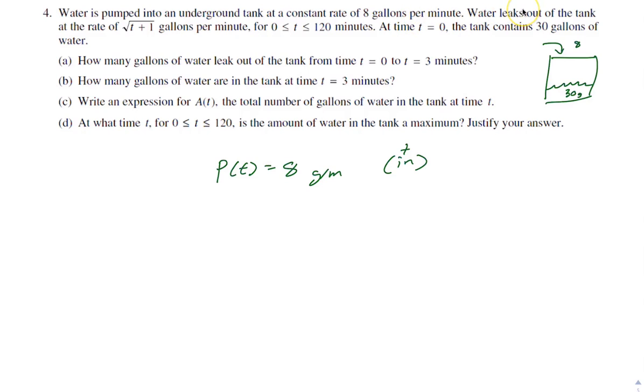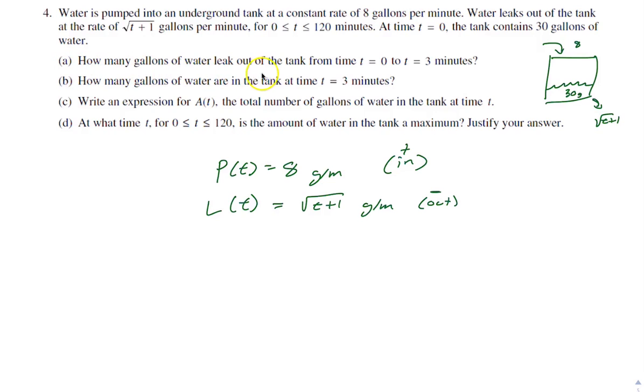And then water is leaking out at a rate of rad t plus 1 gallons per minute. So the right equation for that, let's say L of t, a function for that. Leak, so L of t is rad t plus 1 gallons per minute. This is what's leaking out, so minus. So that's what's going on here, right? We have one function going in, one function going out, and we have 30 gallons to start off with. So let's see the first question.